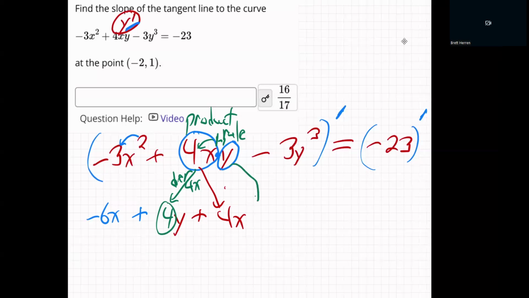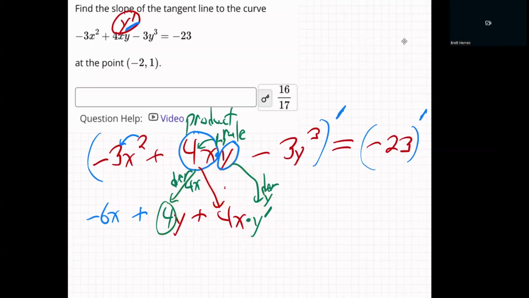And now derivative of y, which is times y prime. Is that making sense? Product rule. They take turns. The 4x goes first, derivative of 4x is just 4, the y just sits there. Plus, and then the 4x just sits there, the derivative of y is y prime.